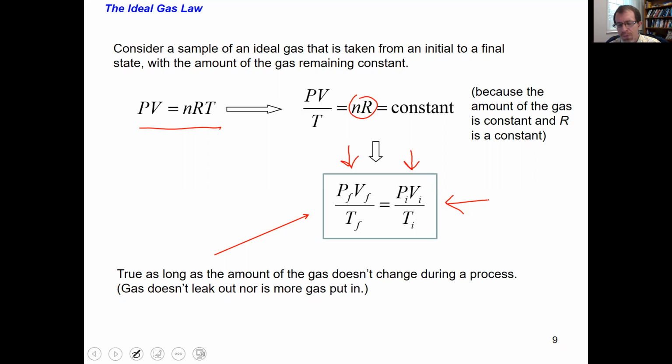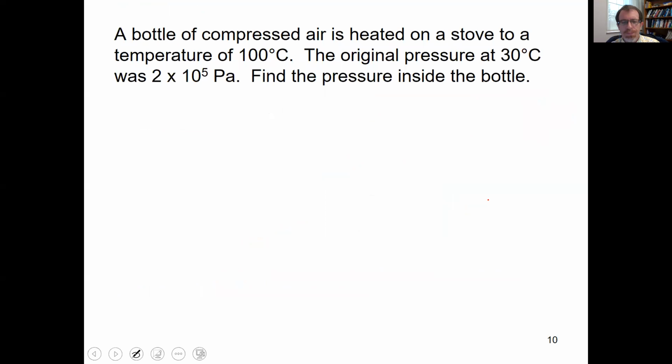All right, so let's see what we can do with this. In this particular example problem, we've got a bottle of compressed air, and we're going to put it on a hot stove. Do not do this, okay? But we're going to put it on a hot stove. We're going to heat it up to a temperature of 100 degrees Celsius, so the boiling point of water. We're told that the initial pressure inside this bottle is 2 times 10 to the 5th pascals, and the initial temperature was 30 degrees Celsius.